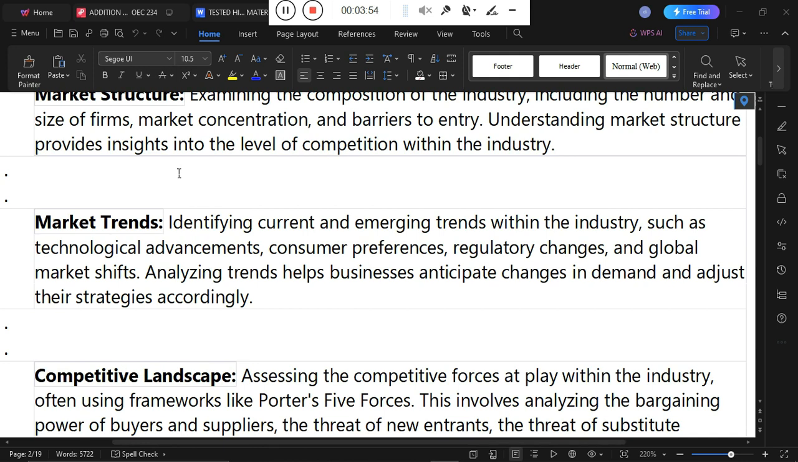Another key component of industrial analysis is market trends. Through market trends, we identify current and emerging trends within industries, such as technological advancements, consumer preferences, regulatory changes, and global market shifts. So when we analyze the trends, it helps most businesses to anticipate changes in demand and adjust their strategies accordingly.